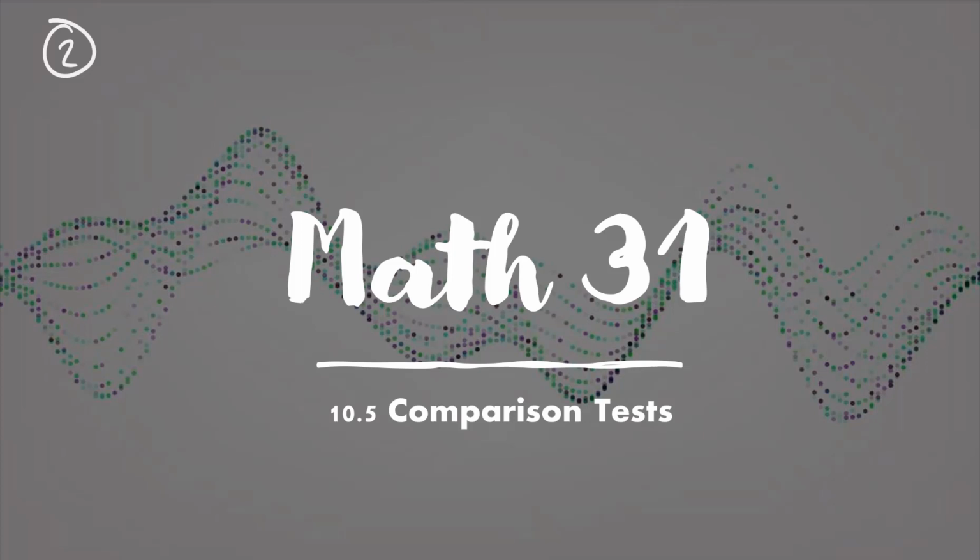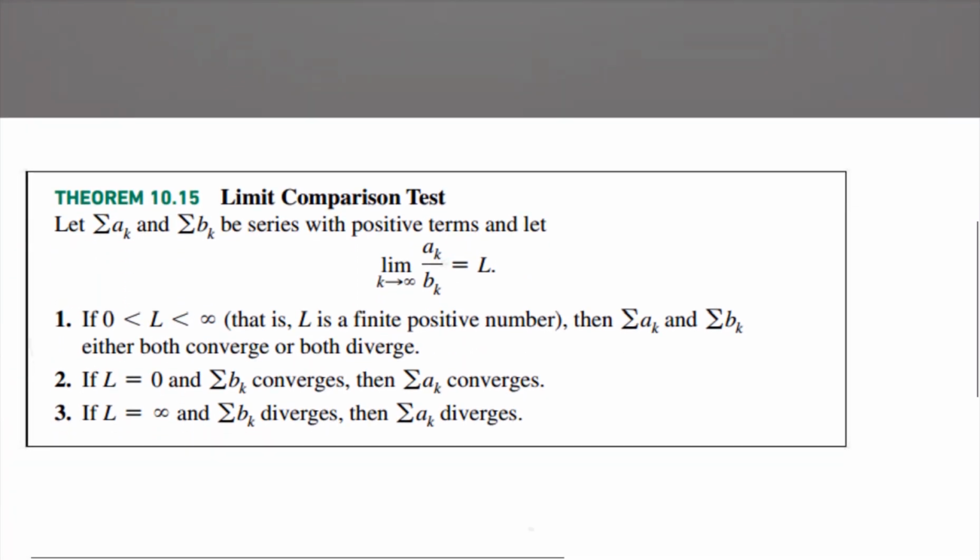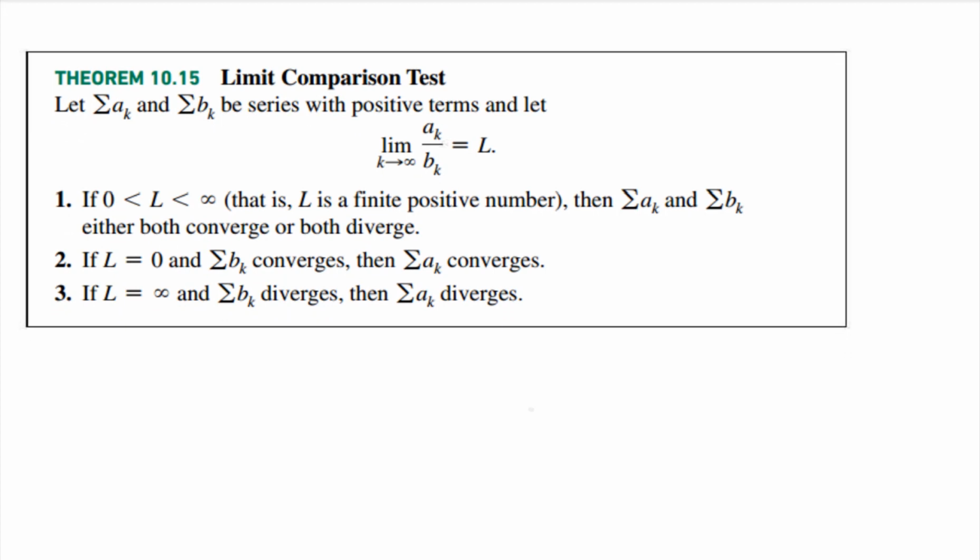All right, part 2 of our comparison test, where we learn about not the comparison test, but the limit comparison test. This one's a little wacky. So it says, let the sum of a sub k and the sum of b sub k be series with positive terms, and let L be the limit as k tends towards infinity of a sub k divided by b sub k. And that equals L.